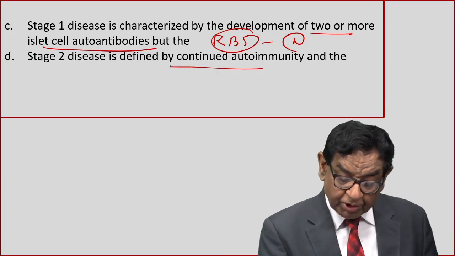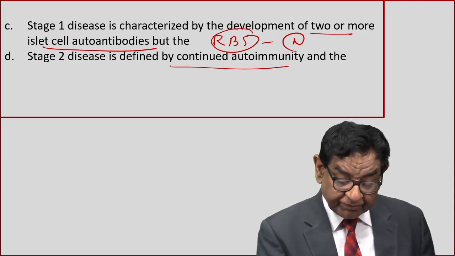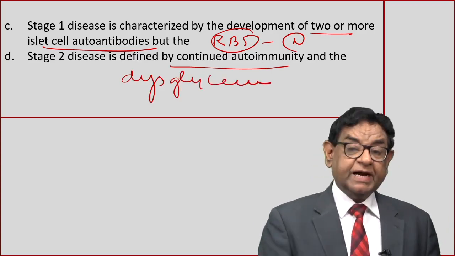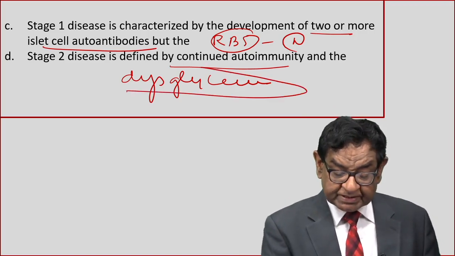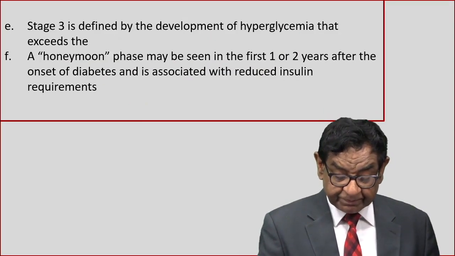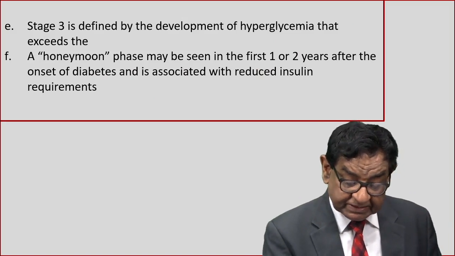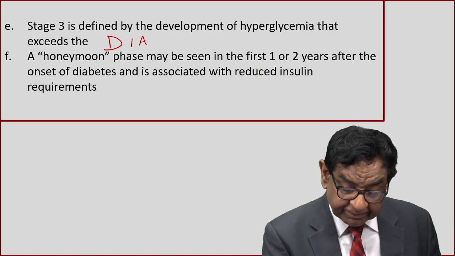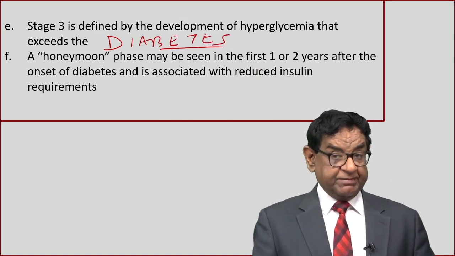Stage 2: continued autoimmunity, and now dysglycemia starts to develop. That means the difference between type 1 stage 1 and stage 2 is that some disturbance of glucose level starts occurring. And stage 3, what we define as classical hyperglycemia, exceeds the diabetic range. Now the patient has overt diabetes.